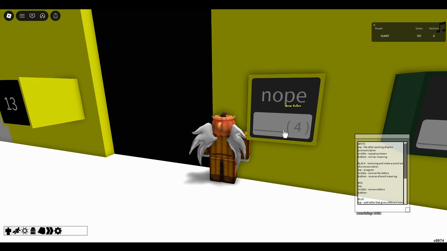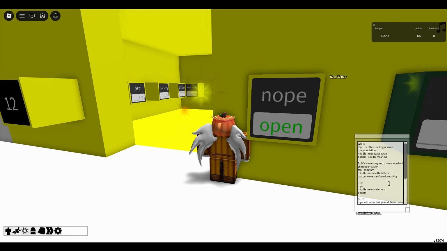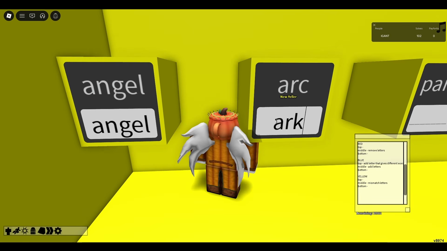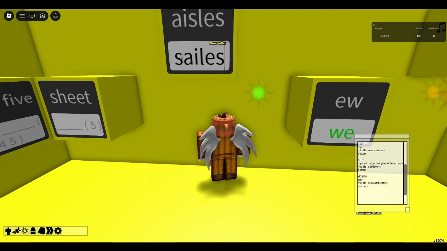How do I get in here though? Nope. Open. Mismatch. That is an anagram. I thought top black was anagram. Huh? Yellow. Middle is mismatched letters. I'll write that then. Angel. Angle. No? Arc. Arc? Aisles. Sales. No?